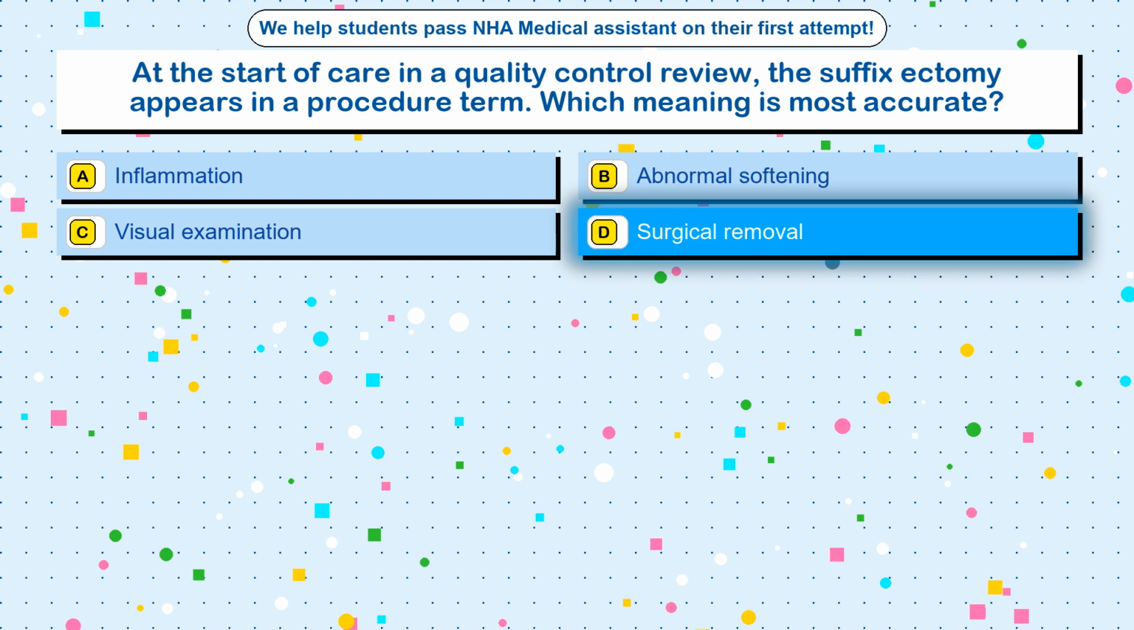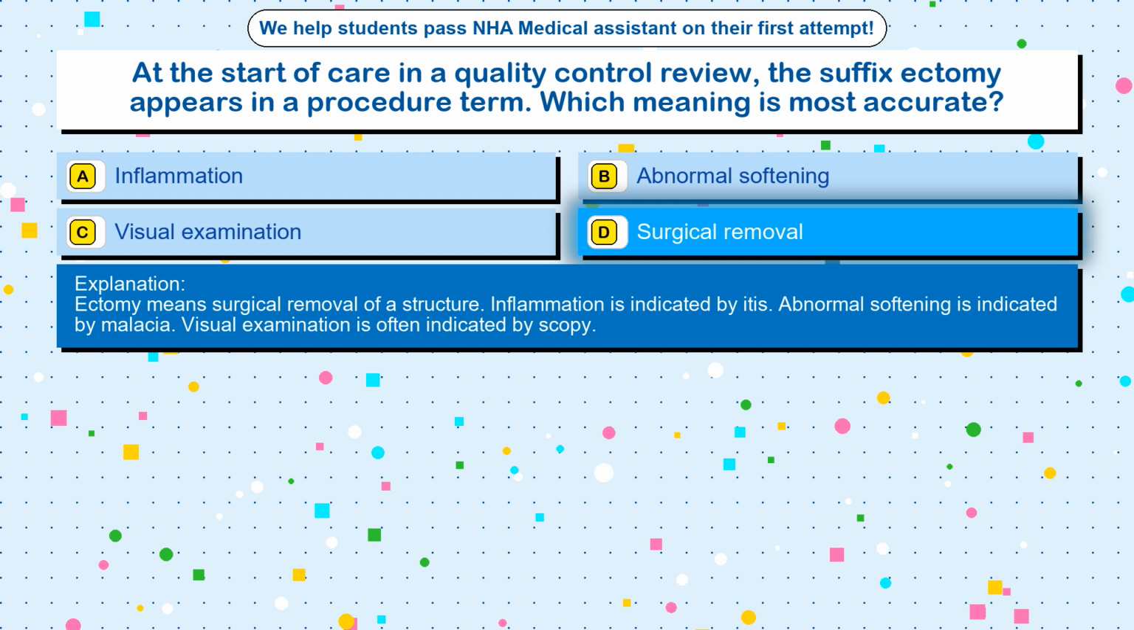The correct answer is option D, surgical removal. Ectomy means surgical removal of a structure. Inflammation is indicated by itis. Abnormal softening is indicated by malacia. Visual examination is often indicated by scopy.